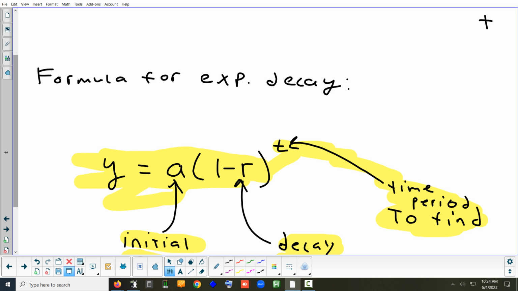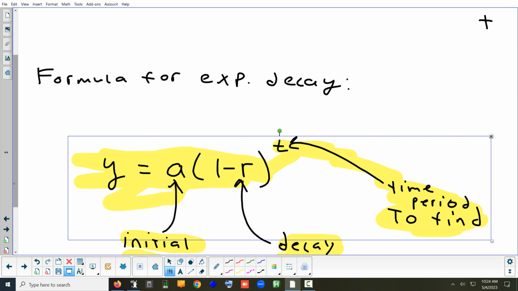So A is still an initial amount. And remember, initial amount can be lots of different things. Initial amount of people, initial amount of money, initial amount of bacteria. It can be all kinds of things.